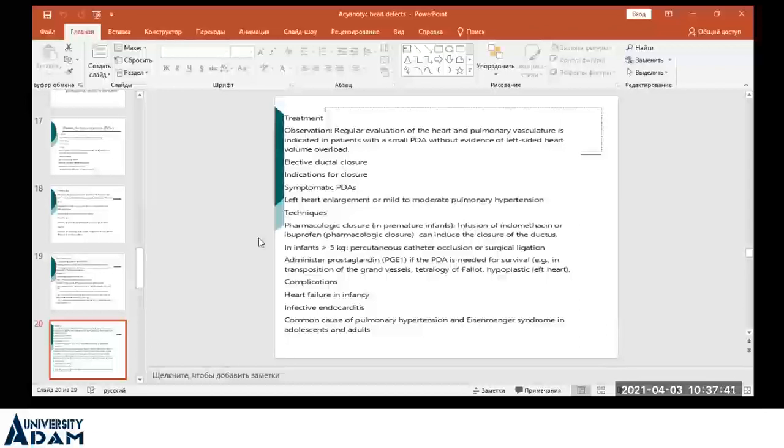Complications may be heart failure in infancy, infective endocarditis, pulmonary hypertension, and Eisenmenger syndrome in adolescents and adults.